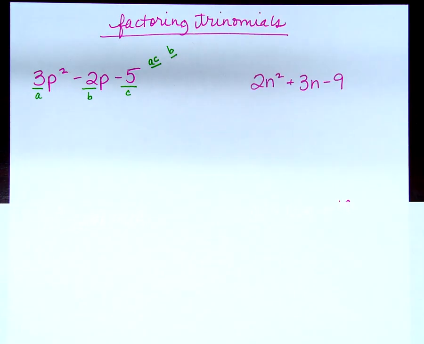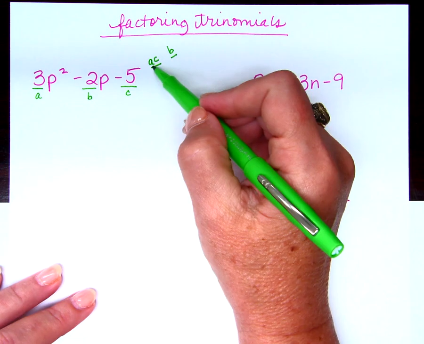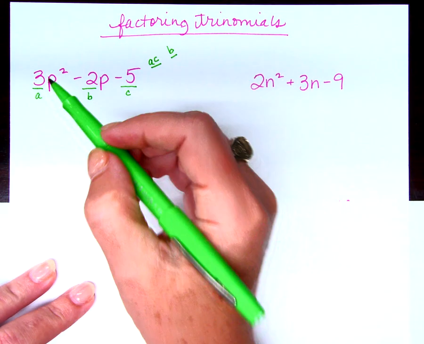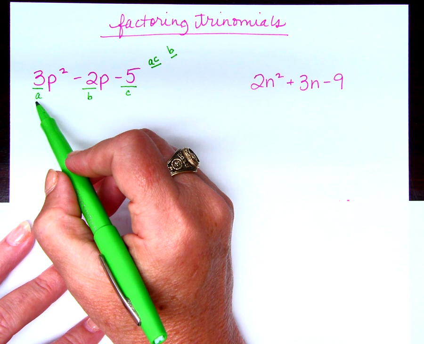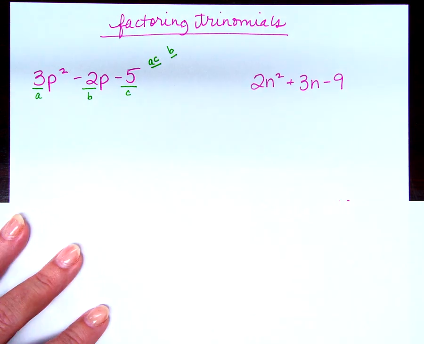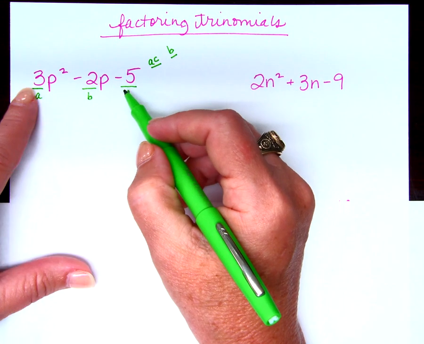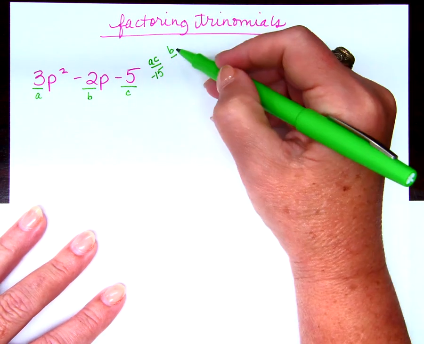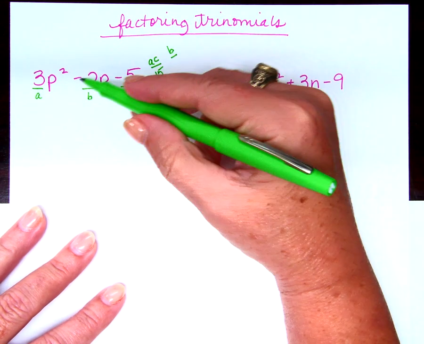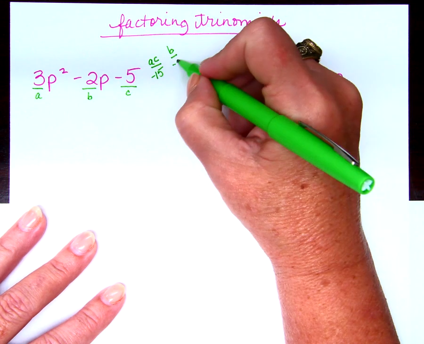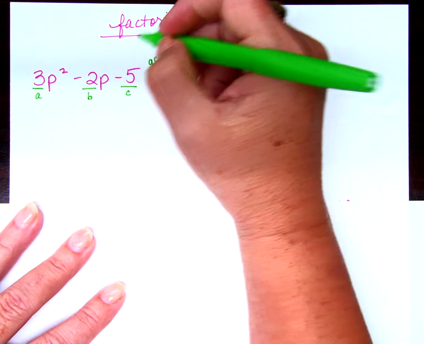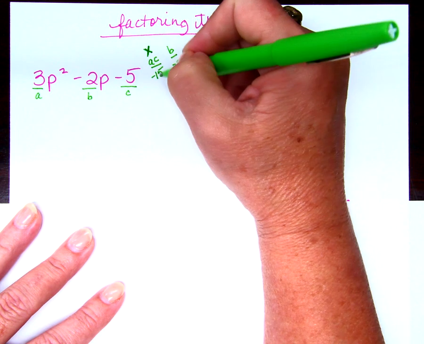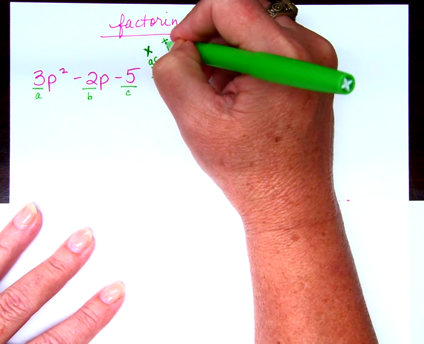Well, if I'm asking you to find AC, what do you think I'm wanting you to do with A and C? Multiply them, right? So what in this problem is A? 3, and in this problem what is C? -5. So what is 3 times -5? -15. And in this problem, what is B? -2. So what I need you to think of are 2 numbers that multiply to be AC and add to be B.